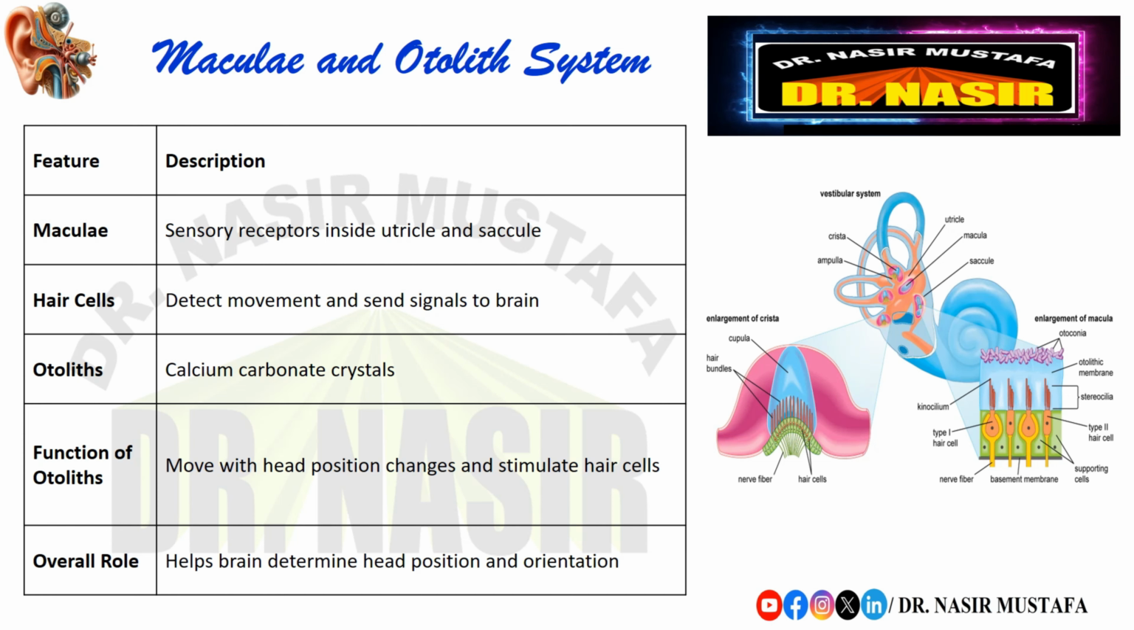They help maintain static equilibrium and posture. Inside the utricle and saccule are small calcium carbonate crystals called otoliths. These otoliths move when the position of the head changes, stimulating the hair cells and sending signals to the brain about the position of the head.